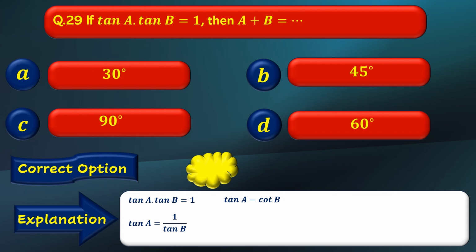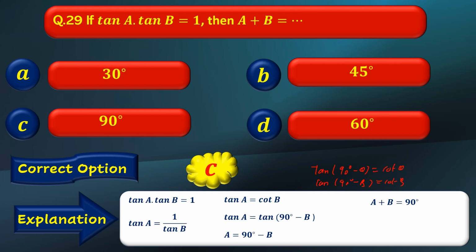Now, we know that tangent 90 minus theta is equal to cotangent theta. Therefore, tangent of 90 degrees minus B will be equal to cotangent B. Therefore, cotangent B can be written as tangent 90 degrees minus B. It gives A is equal to 90 degrees minus B, and it gives A plus B is equal to 90 degrees. Therefore, correct option is option C.